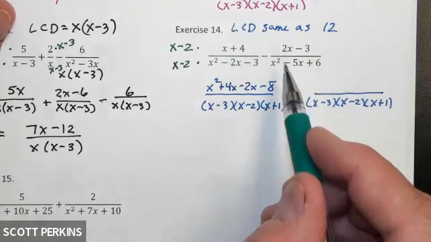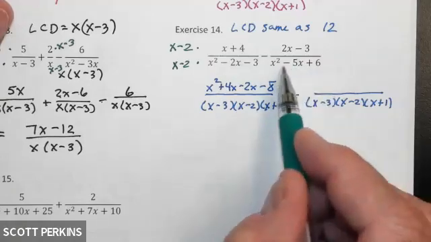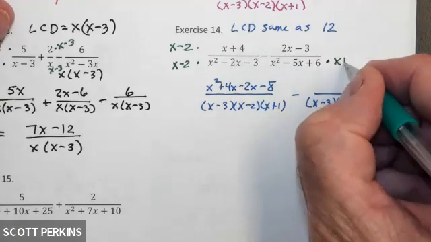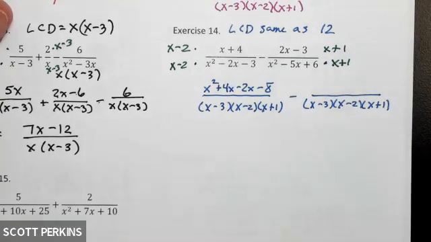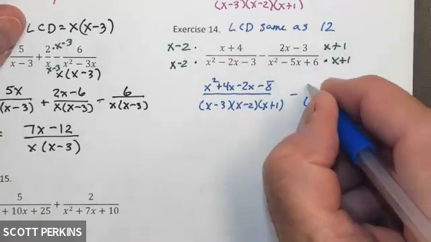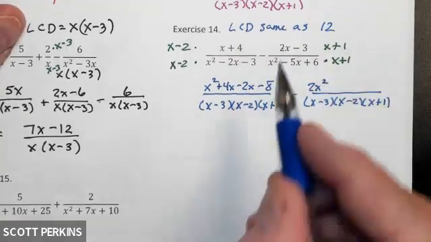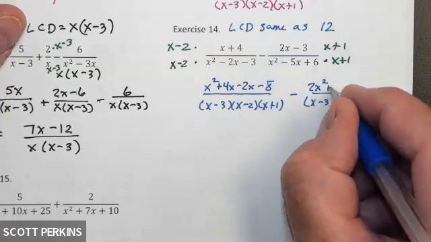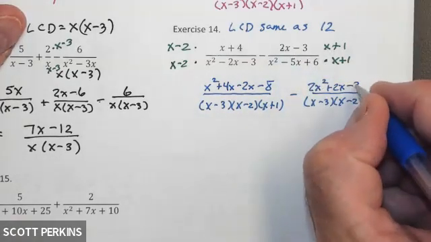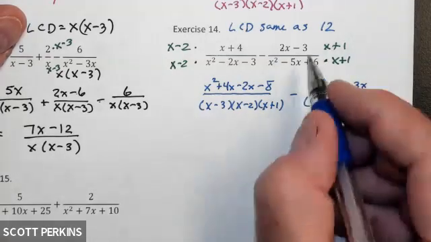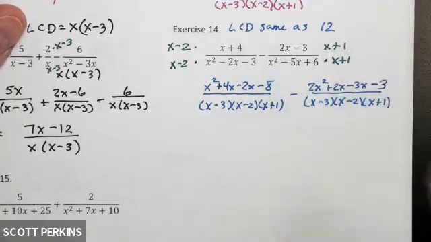The second fraction, when we look up at exercise 12, we see that this was missing the x plus 1. So again, I'm going to just FOIL. So 2x times x is 2x squared. My outers, 2x times 1 is 2x. My inners, negative 3 times x is negative 3x. And then my last, negative 3 times 1 is negative 3.